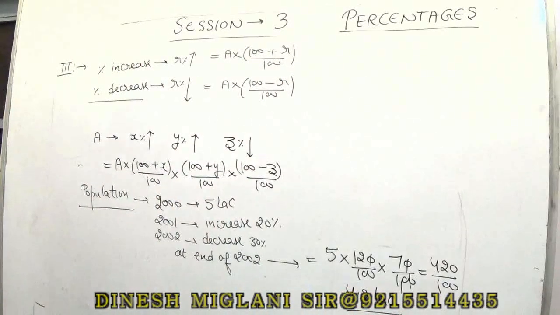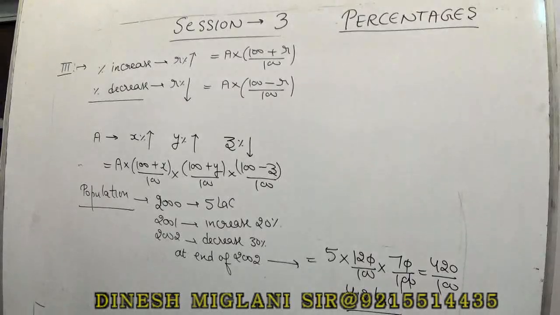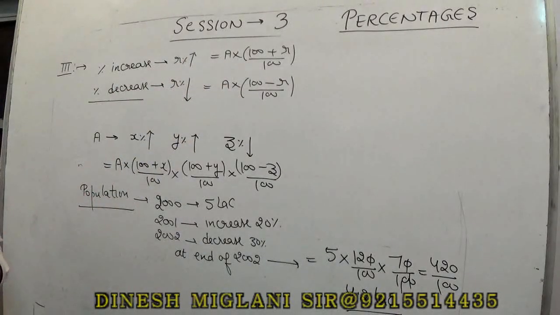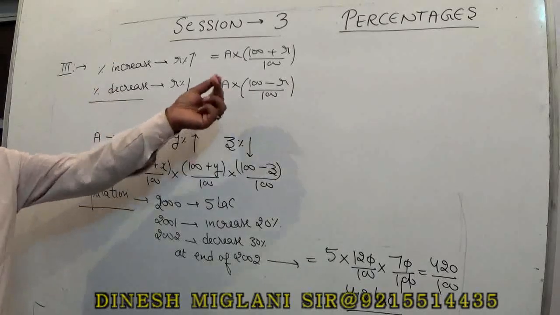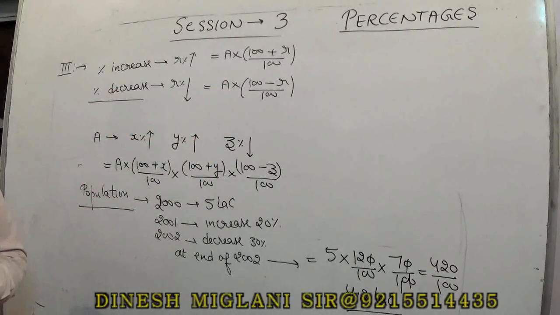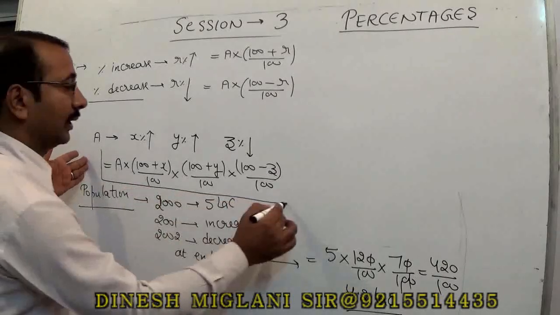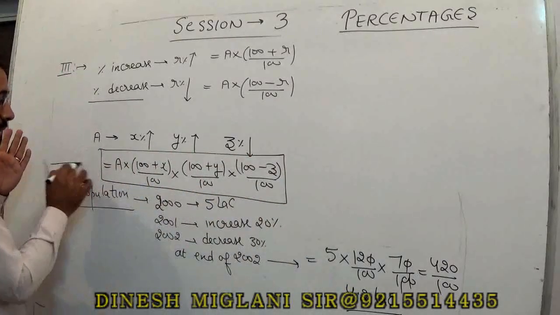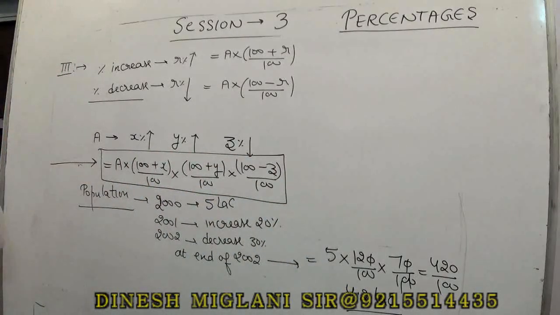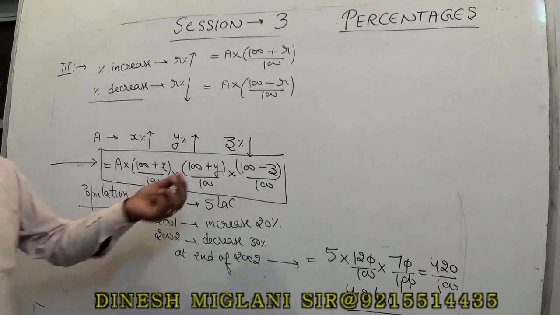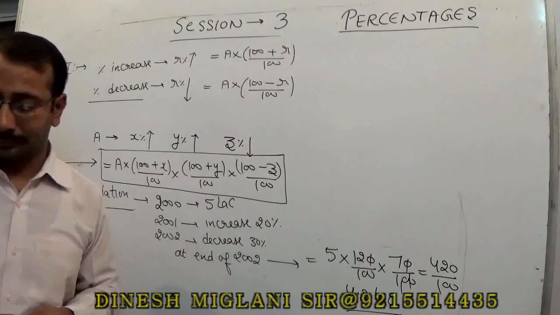I think the idea is clear. That formula simply talks about whenever we have to make percentage increase or percentage decrease, same could be made in such a way: A into (100 plus R) by 100, A into (100 minus R) divided by 100. And if in a question more than one increase or decrease we have to apply at the same time, we can use this A into (100 plus X) by 100 into (100 plus Y) by 100 into (100 minus Z) by 100.